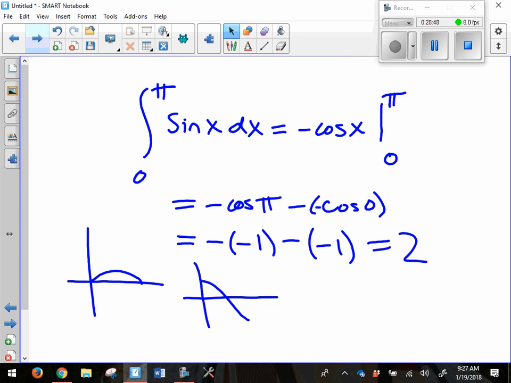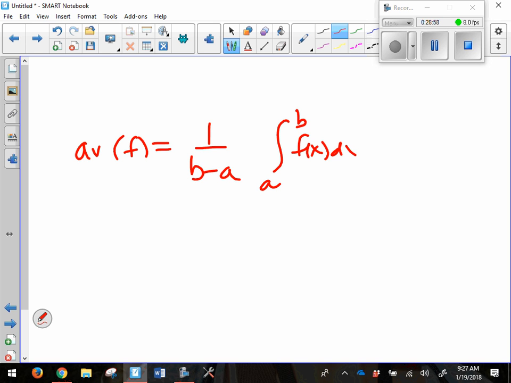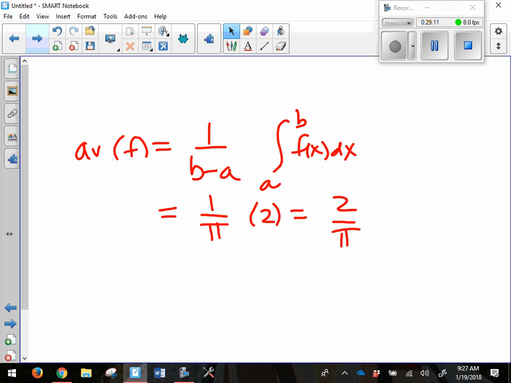All right, so let's go back to our statement for average value. The average value of f is 1 over b minus a times the integral from a to b of f of x dx. So we said that 1 over b minus a was 1 over pi, and our integral was 2. So our average value was 2 over pi. It's not magic, it's math. Math is not magic.